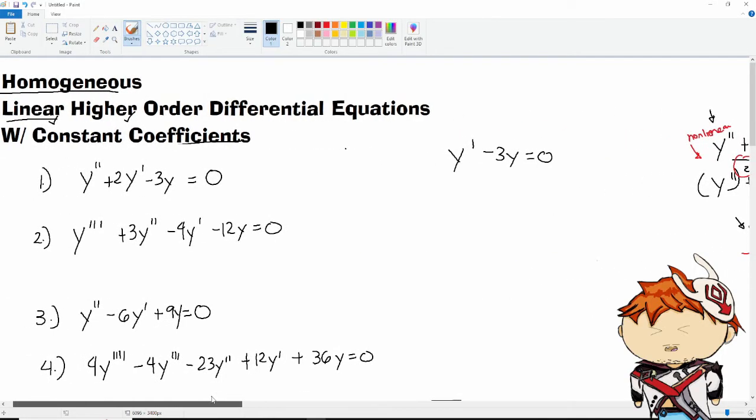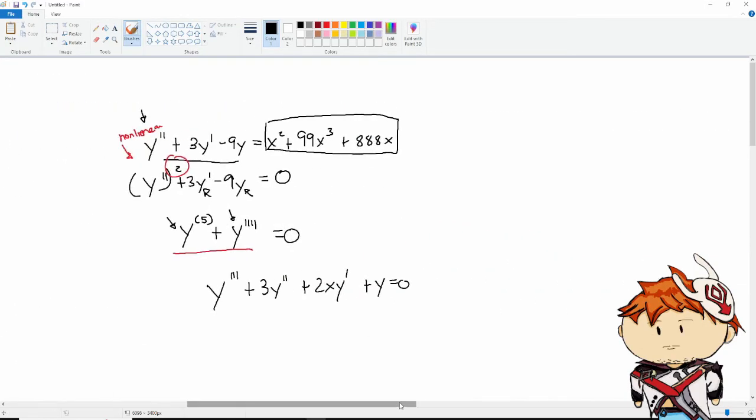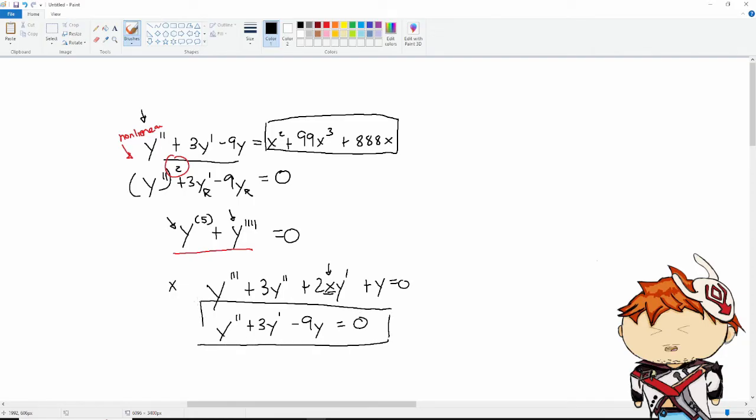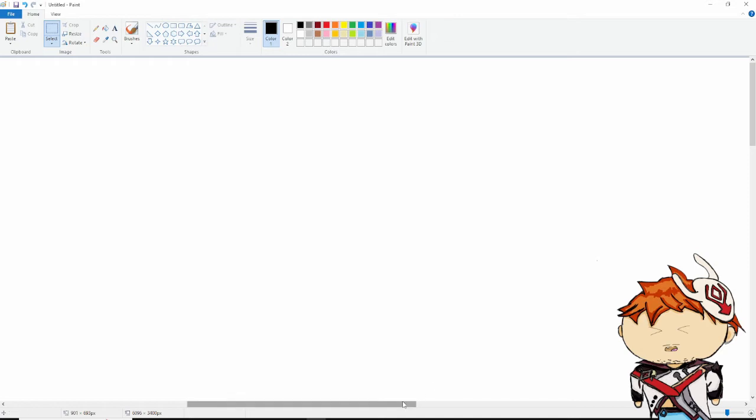But we're tackling constant coefficient. So anything that is multiplied to your y or your dependent variable should be a constant coefficient, and if it's a variable, that's not constant. So this is not constant coefficient. Y double prime plus 3y prime minus 9y is equal to 0. Now that is a good example of a homogeneous linear higher order differential equation with constant coefficient. That's a very long topic name, but that's our topic for today.